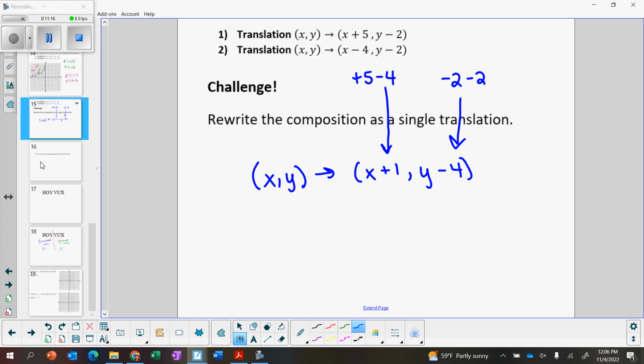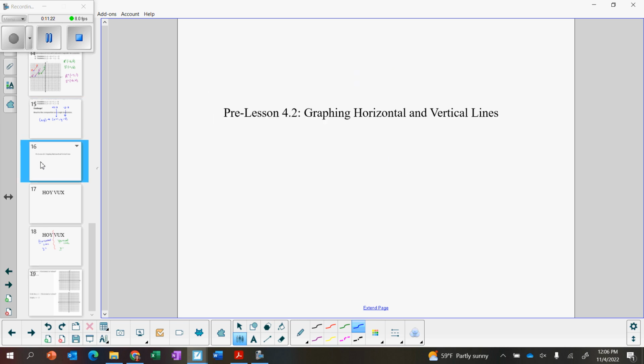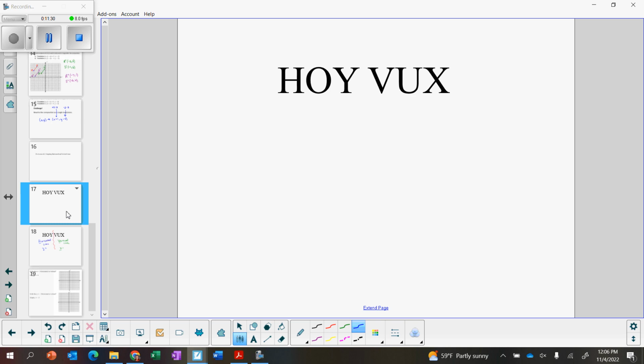So that's actually it for translations, but I'm going to throw a little bit extra in here about horizontal and vertical lines, because we need to know how to graph them for the next lesson we're going to learn, which is reflections. So we have something called HOYVUX, and this is a set of letters to help us remember how we look at horizontal lines and how we look at vertical lines. So the H and the V stand for horizontal and vertical, and the X and the Y represent what the equation would look like. We don't care right now about the O and the U. O actually stands for 0 slope, and U actually stands for undefined slope.